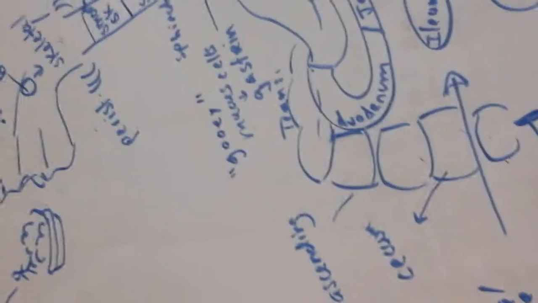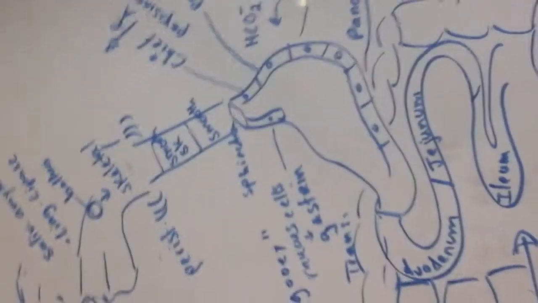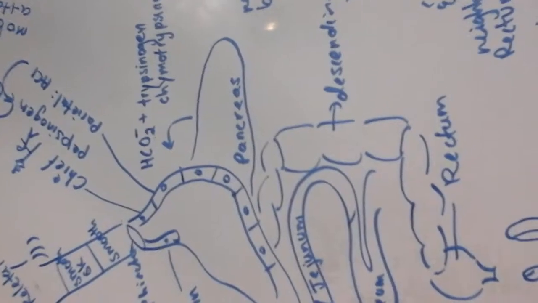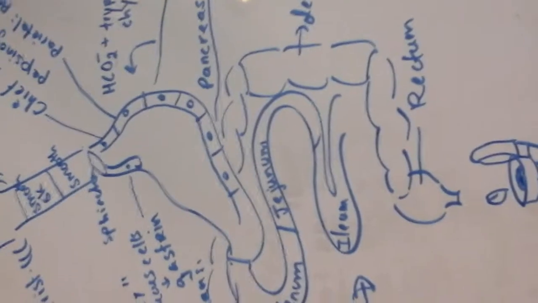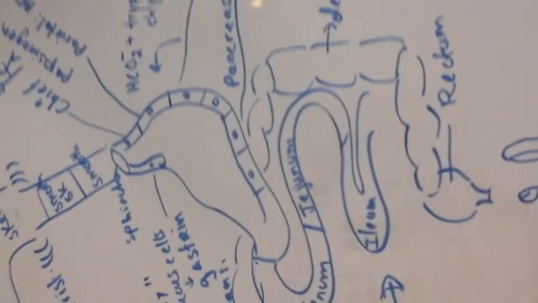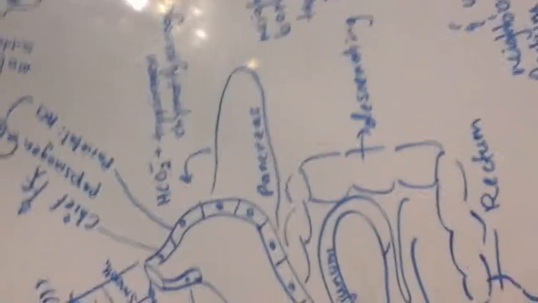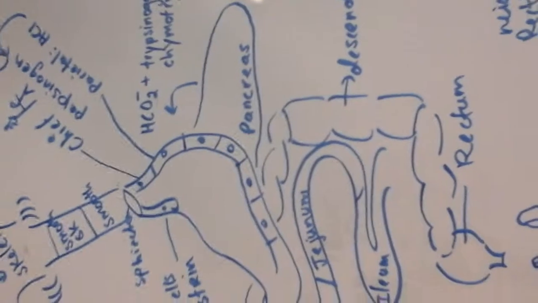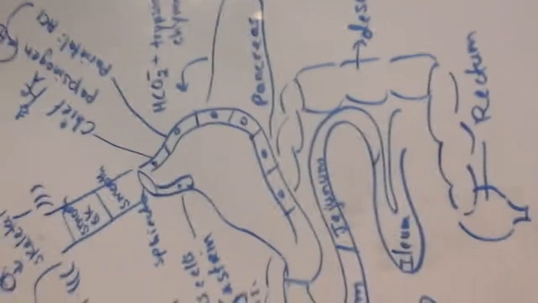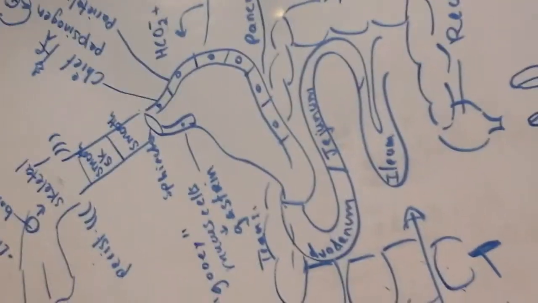Okay, so we have the cecum, and then we get the ascending colon, then we get the transverse colon, then we get the descending colon, then we get the rectum. The rectum stores, you know what? So the rectum stores that. And then the descending colon is basically the one that absorbs a lot of the water. So the purpose of the colon is to absorb.